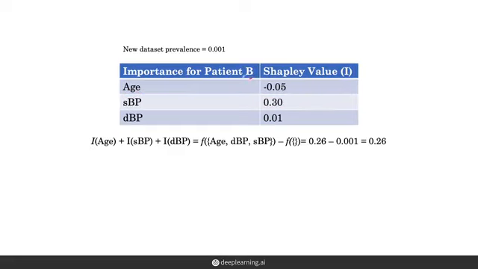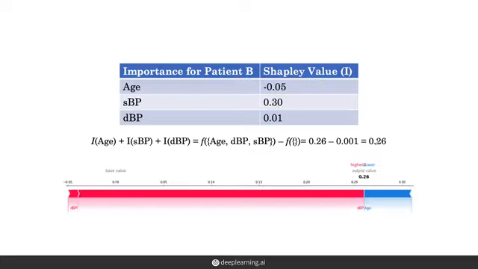So here's another patient in a new data set, and the prevalence in this new data set is 0.001. We have 3 Shapley values for the 3 features for this patient, which all add up to form the output with all of the features, which is 0.26, minus the output with no features, which is going to be the prevalence, getting an output of 0.26. So we can visualize these Shapley values and their total using a force plot.